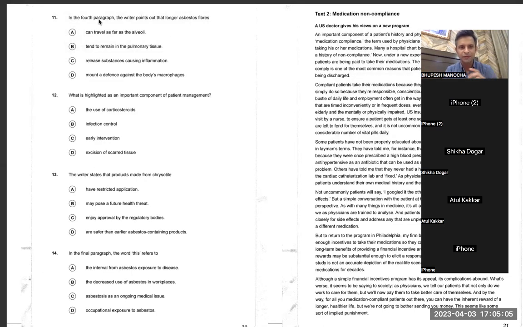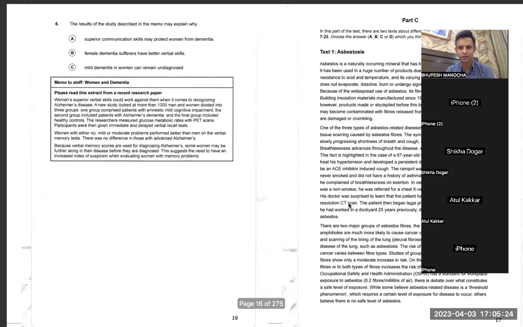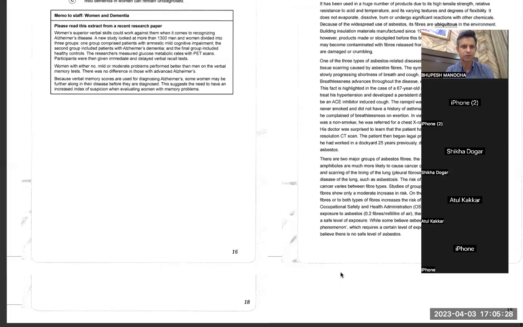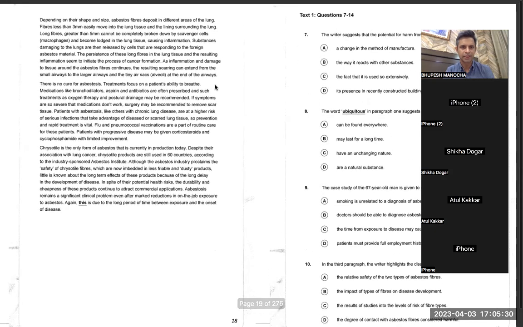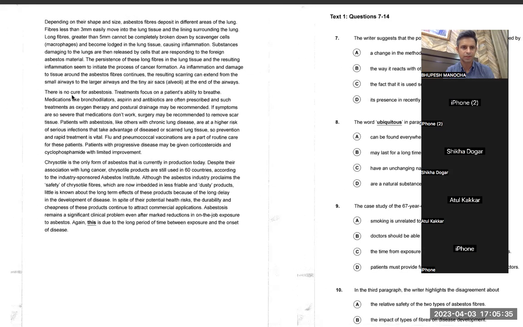So now we are going to execute question number 11th as you have asked me for the same. In the fourth paragraph, the writer points out that longer asbestos fibers. So again, the main thing is the topic. So now my topic is all about longer asbestos fibers. I go to the fourth paragraph, one, two, three, and that's the fourth one. I'm just going to enlarge it a little so that it's visible.